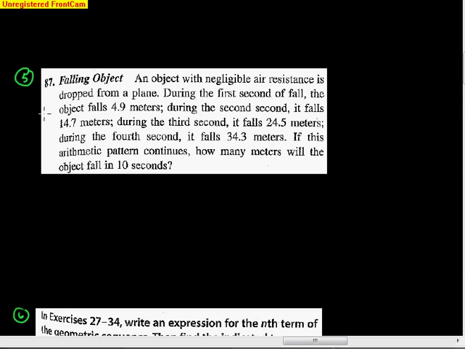Okay. Now, this is a total distance problem. So it's a total problem. And total should lead you to sum. So this is going to be the sum of an arithmetic sequence.